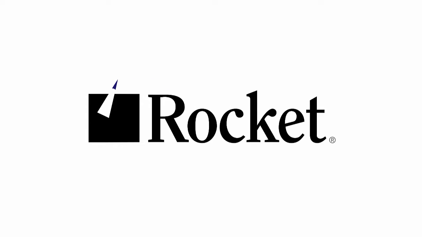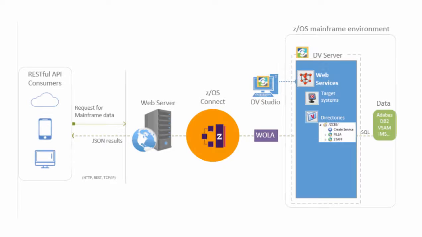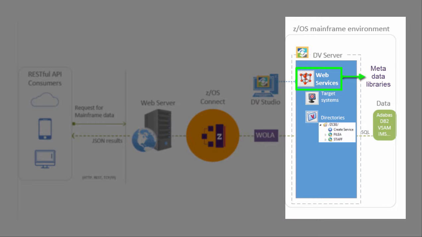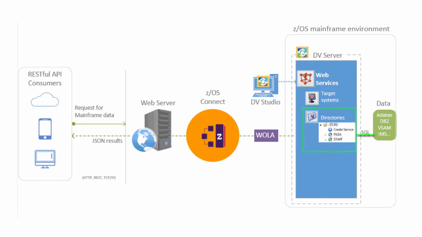This is the third video in the Studio Web Services for z/OS Connect video series. This video shows you how to create a web services directory using the Studio. Web service directories are used to identify the partitioned dataset on the mainframe where the metadata libraries exist, and they contain the web services that, when executed, get the mainframe data requested by a RESTful API.